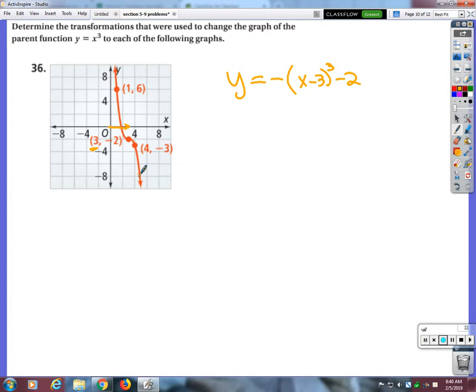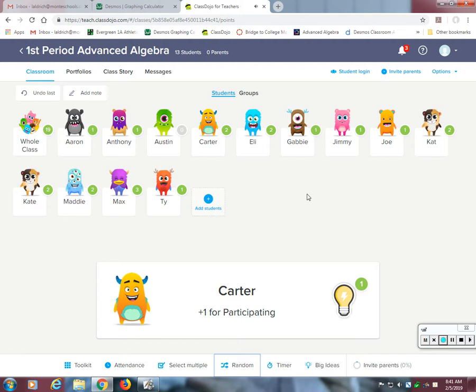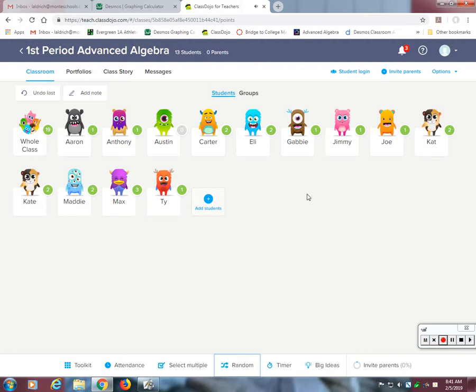No, in parentheses moves it to the... Oh, in front of it, yes, flips it over the x-axis. If I made this negative in the parentheses, that would flip it over the y-axis. All right. Okay, anybody else any questions? Feel like that probably covers it.